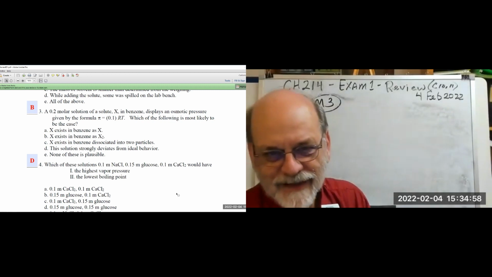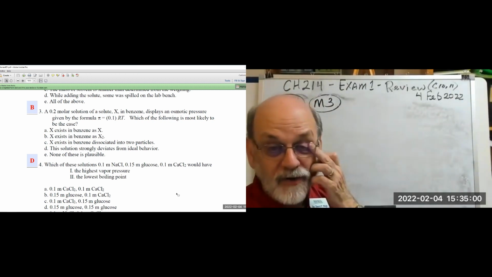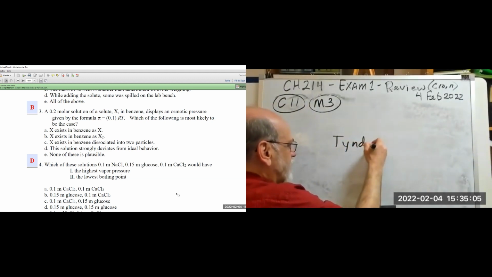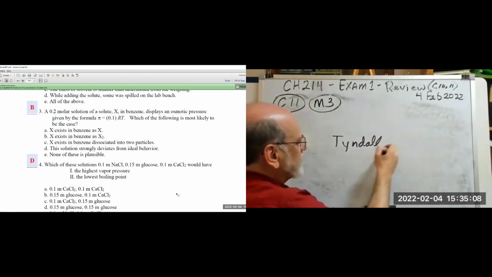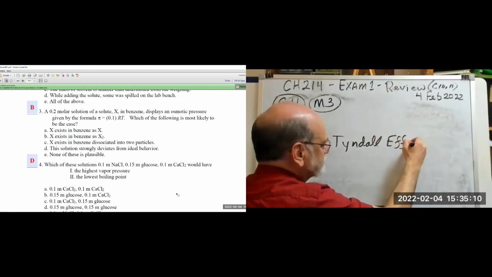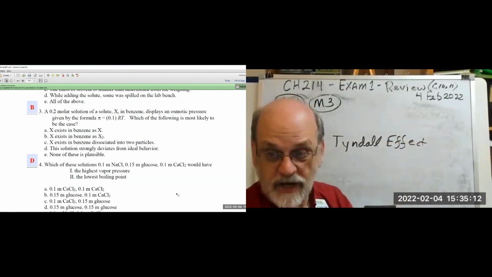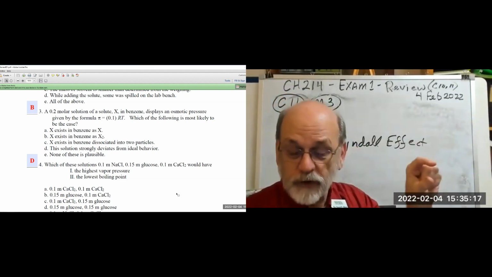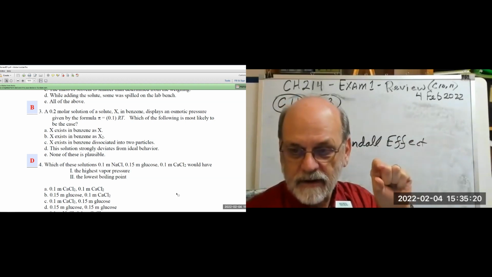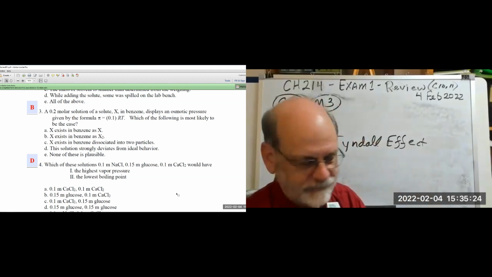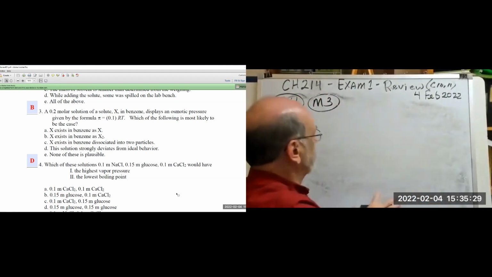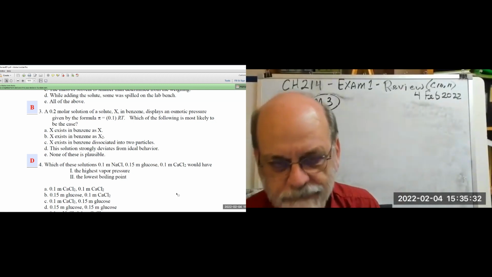I just remembered it. How do you tell the difference between a colloid and a solution? The Tyndall effect. You shine a bright light through it. And if you can see the beam travel through the medium, then it's a colloid. If you can't see the beam, it's a solution. Okay, back to medium 3.